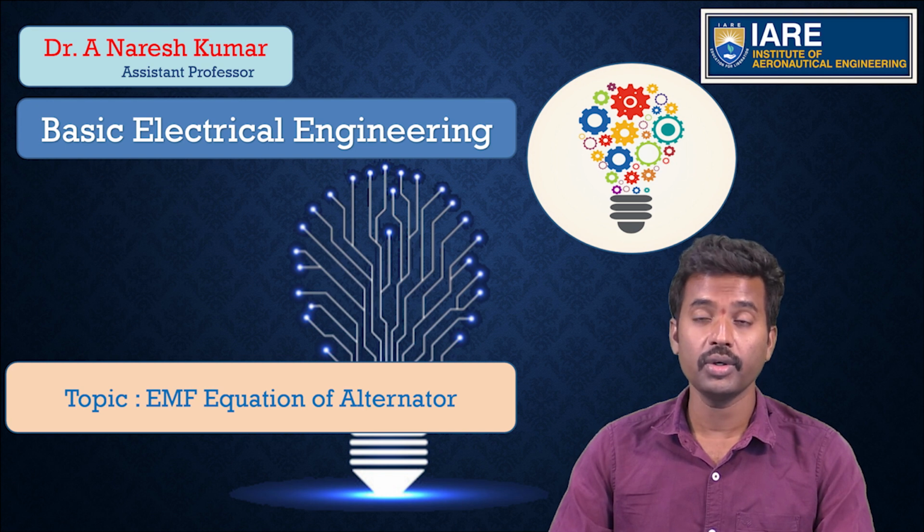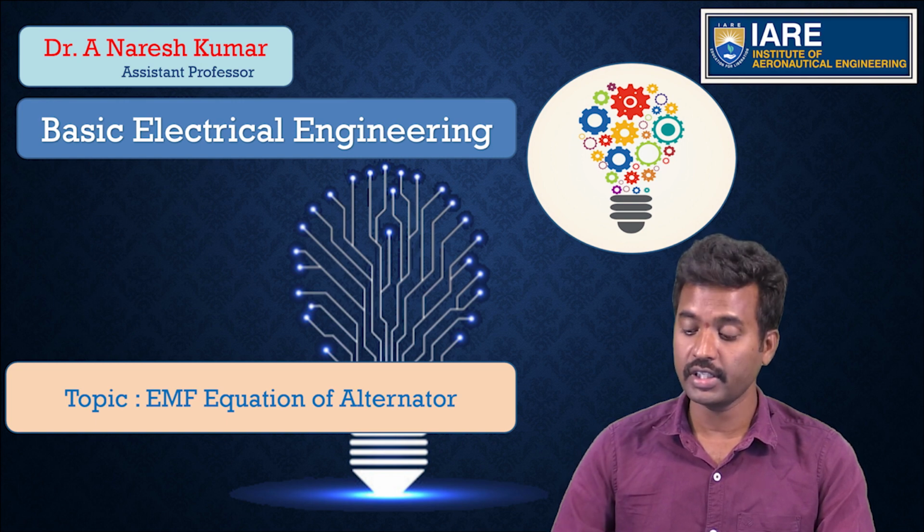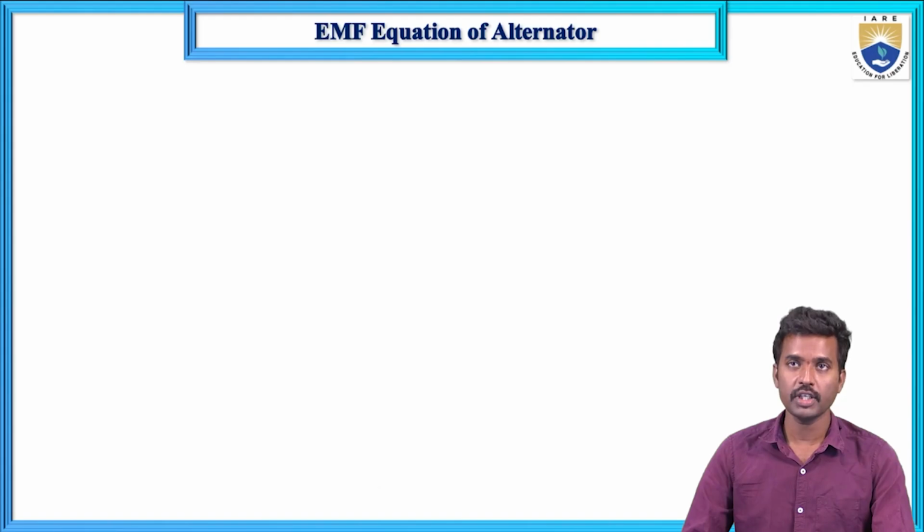Today we are going to have a discussion on the EMF equation of an alternator, its derivation and related problems. First, the EMF equation of an alternator. What is meant by an alternator? It converts mechanical energy into electrical energy, and that electrical energy is AC supply.